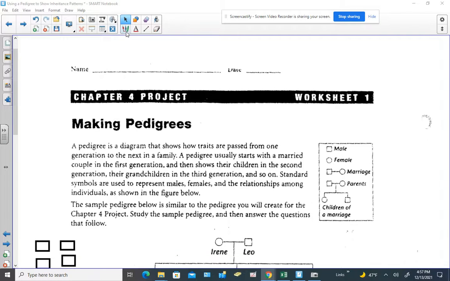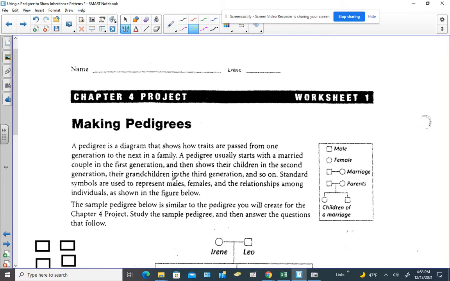Hey everybody, Mrs. Bianchi, we're looking at the chapter 4 project called Making Pedigrees. This has a 96 on the bottom of the page to make sure you're on the right page. A pedigree is a diagram that shows how traits are passed from one generation to the next in a family. A pedigree usually starts with a married couple in the first generation and then shows their children in the second generation, their grandchildren in the third generation, and so on.